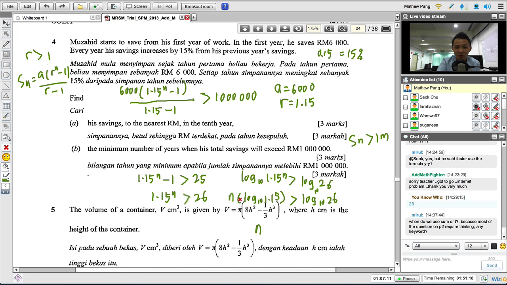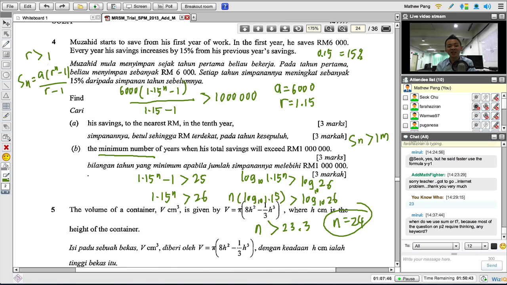Alright. So in this case, it's just positive. So it's simple in this case. So n is bigger than log 26 divided by log 1.15. Okay, so 23.3 maybe. Alright, so n must be bigger than 23.3. So we can get 24, 25, 26, 27 until infinity. But in this case, they want the minimum number, meaning the smallest number among all of these big numbers. So my n will be 24.